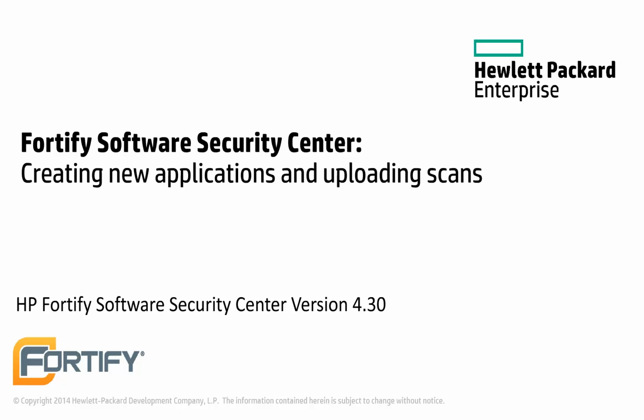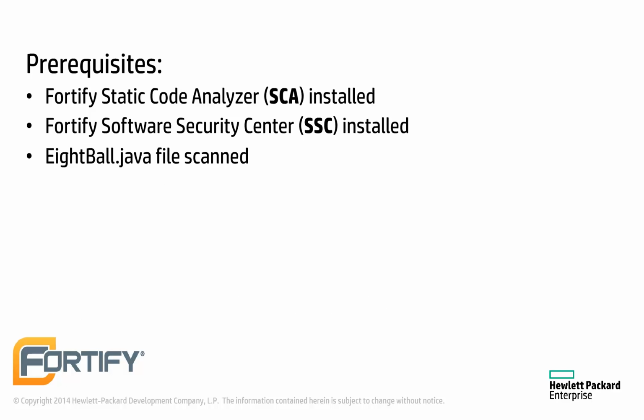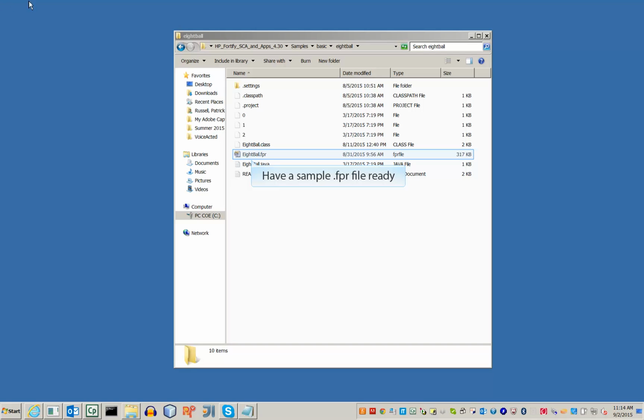Today we'll be looking at how to create new applications and upload scans in the Software Security Center. This video assumes that the Static Code Analyzer, or SCA, is installed. It also assumes that the Software Security Center, or SSC, is installed and running as well. Finally, scan a sample file to upload to the SSC. Before we begin, make sure you have a sample.fpr file ready to be uploaded.